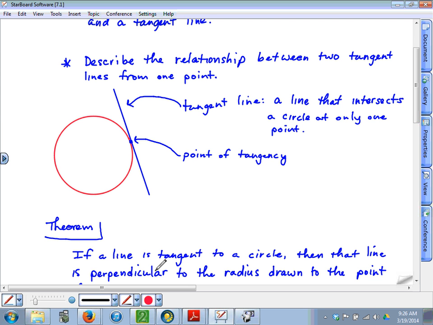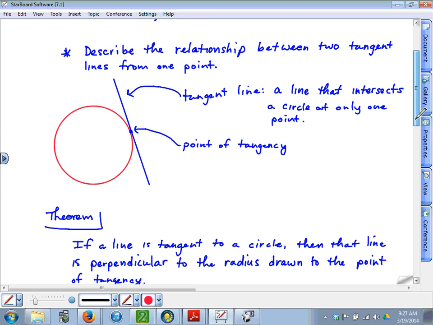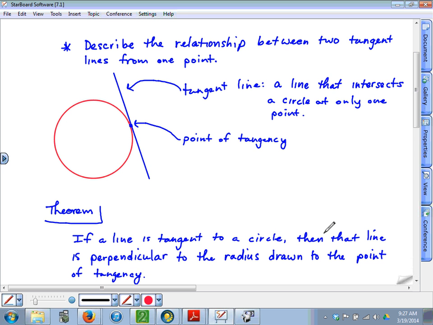What does it mean if a line is perpendicular to another line? Explain it in terms of angle measure. 90 degrees. There you go. If one line is perpendicular to another line, it forms a 90-degree angle. So, if a line is tangent to a circle, then that line is perpendicular to the radius, if that radius is drawn to the point of tangency.